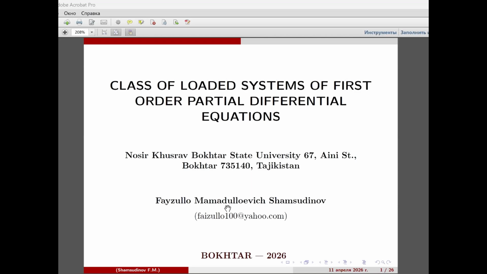Class of loaded systems of first order partial differential equations.